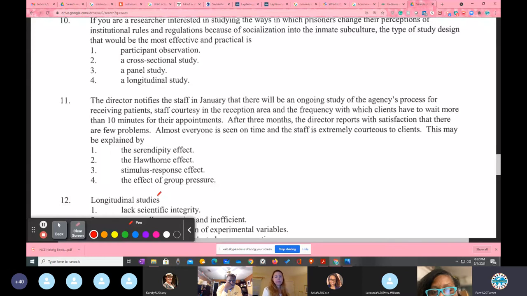Exactly, the Hawthorne effect. Okay, Amy, explain to me what that means. How do I know that in the question? Because they know that they're being, basically, there's an ongoing study, everybody ups their game. Bingo, exactly. Someone is watching, you get my bell. Yes, good.